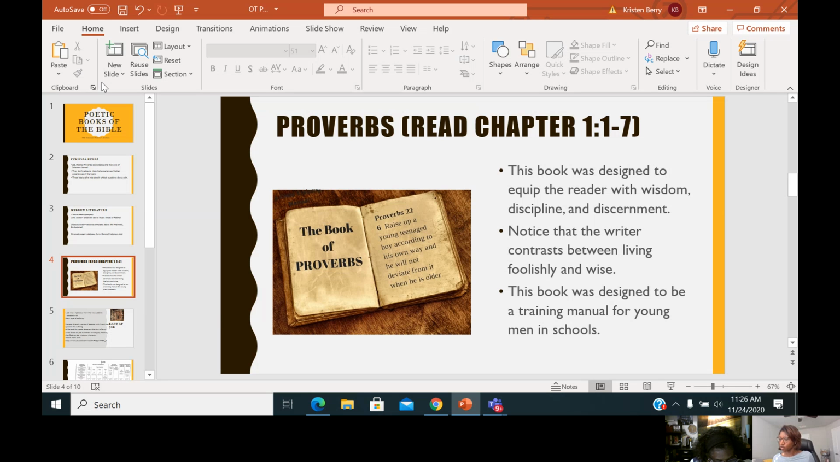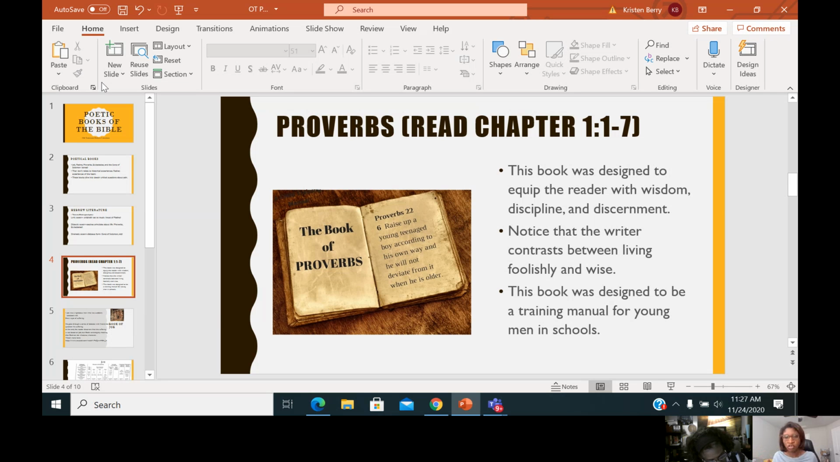to the young man, knowledge and discretion. A wise man will hear and increase learning. A man of understanding will attain wise counsel. So remember what I said in the beginning, that this book was designed to be like a training manual for young men in school. So that's the reason why we see a lot of the Proverbs refer to a male. And of course, it's not just for men, but I want you to understand the initial intent of the writing was for young men.